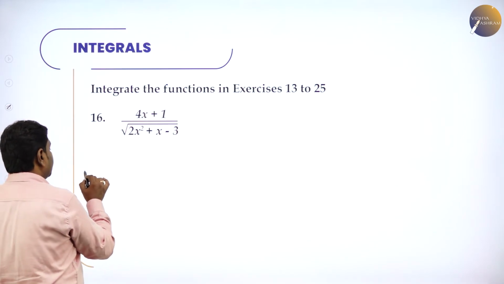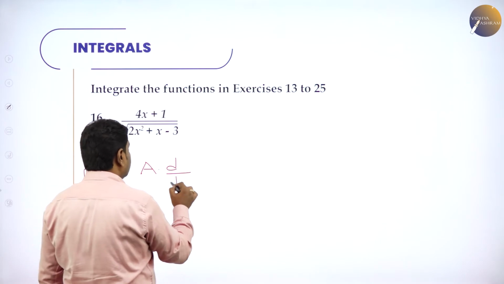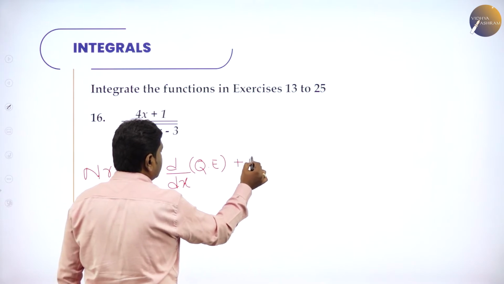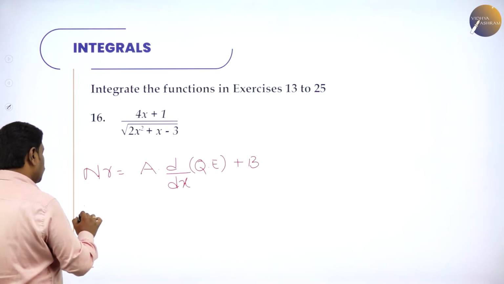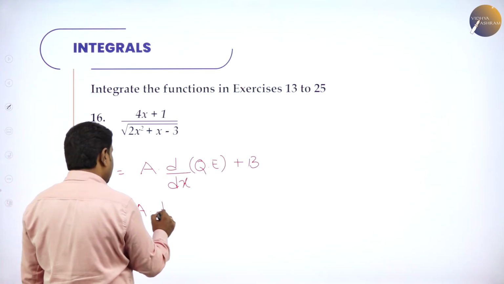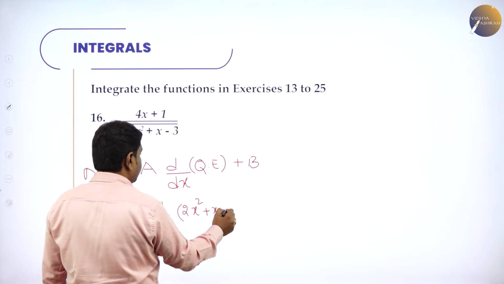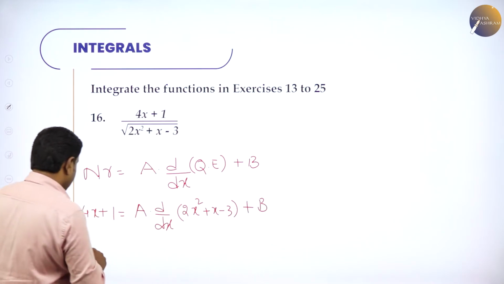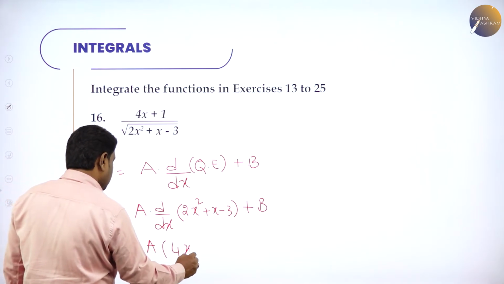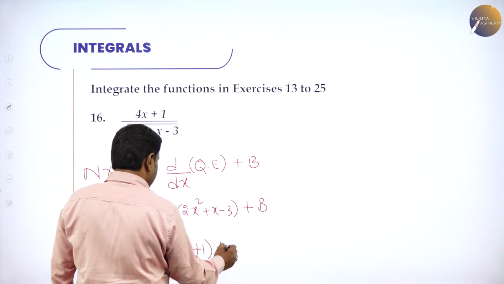I'll take numerator is equal to a constant capital A into the derivative of the quadratic equation present in the denominator, plus b. So what is the numerator? 4x plus 1 is equal to capital A into the derivative of the denominator, d by dx of the quadratic equation. What is the quadratic equation? 2x square plus x minus 3, plus b. That is 4x plus 1 is equal to A into the derivative, which is 4x plus 1, plus b.